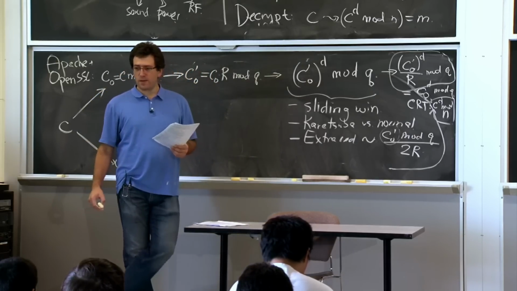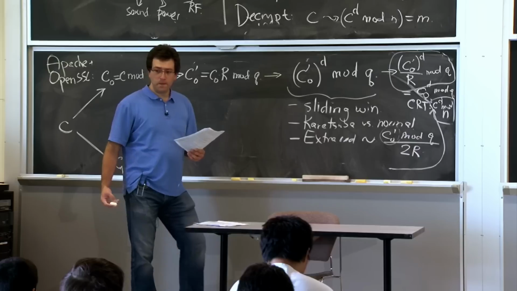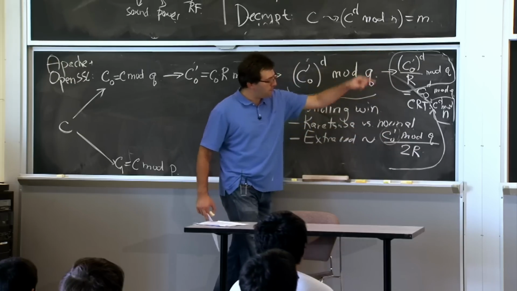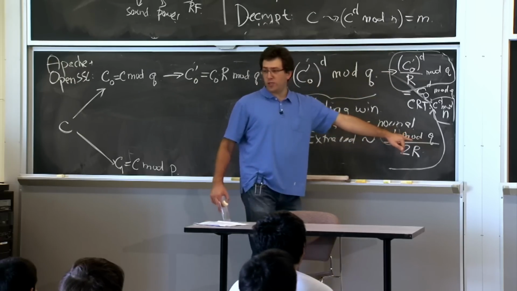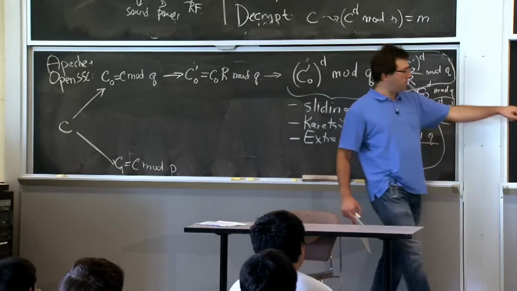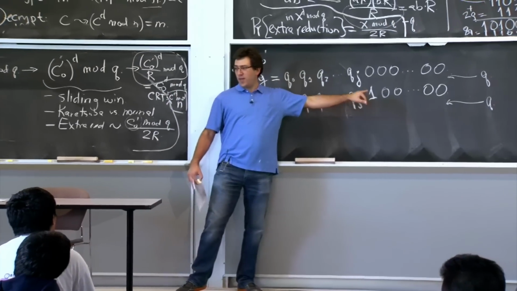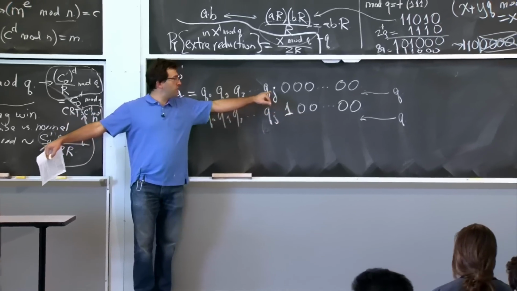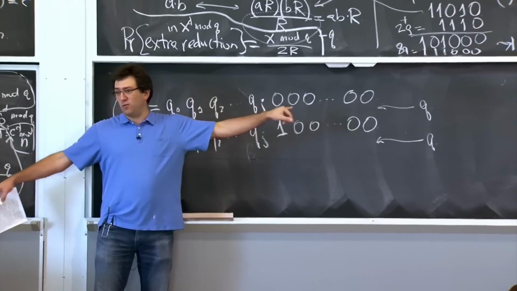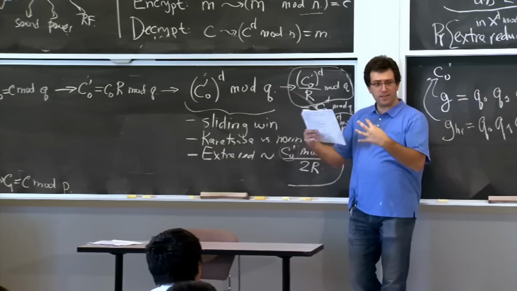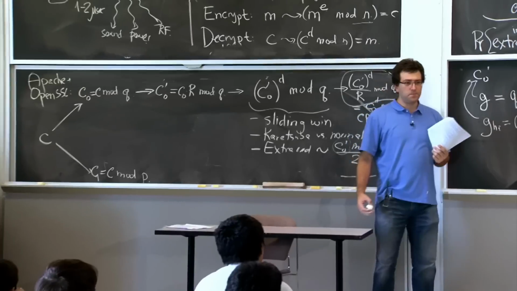Question: does this apply to the number of extra reductions? Yeah, because the number of extra reductions is proportional to c0 prime mod q. So if c0 prime, which is this value, is just a little over q, then this is tiny. As opposed to this guy, which is basically the same as q, where all the high bits are the same as q, and then it's big. So there'll be this difference that you can try to measure.